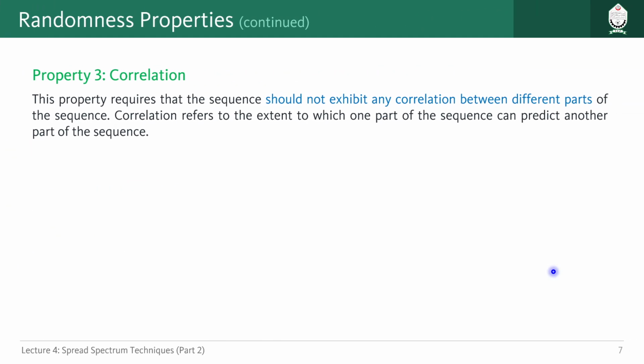Now let us look at the third property, correlation. For this property, what we basically should maintain is that our sequence should not exhibit any kind of correlation between its different parts. That means using some portions of our sequence, we cannot predict other portions of the sequence. That is the correlation property we are seeking here.